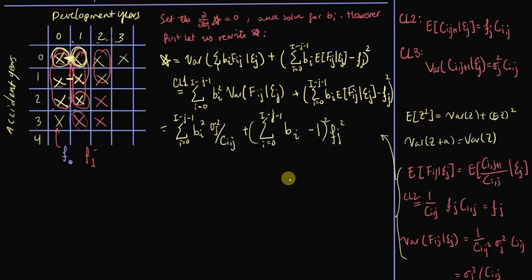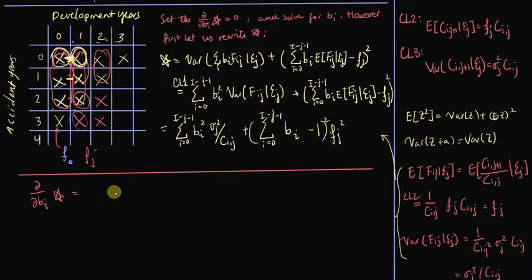Now let us set the derivative of the mean squared error with respect to bi equal to 0 in exercise 1.3. So let's calculate the partial derivative with respect to bi of the mean squared error as we have expressed it up here.